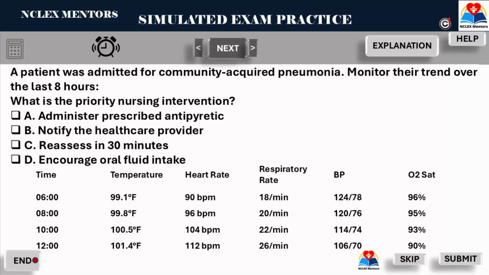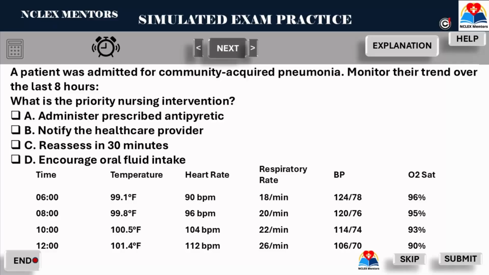Now listen to those numbers again in your mind. Fever's rising, heart rate's up, respiration's climbing, blood pressure's slipping down, oxygen levels are falling. The question is, what's the priority nursing intervention? A, give an antipyretic. B, notify the provider. C, reassess in 30 minutes. D, encourage oral fluids. Just think it through. Pause me if you need time. Remember, I won't give the answer here. It's for practice.